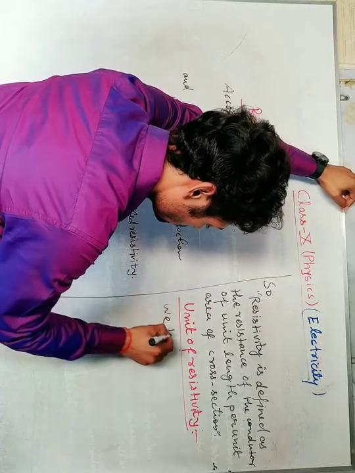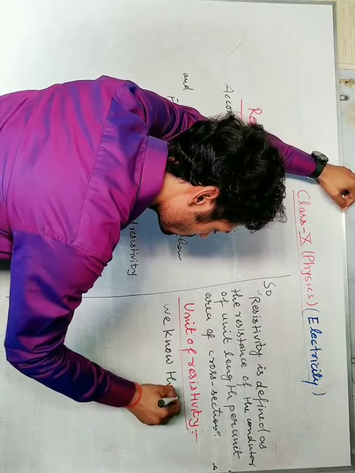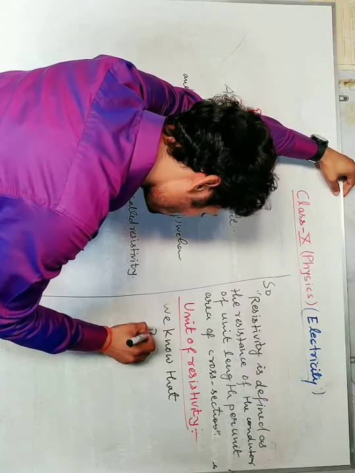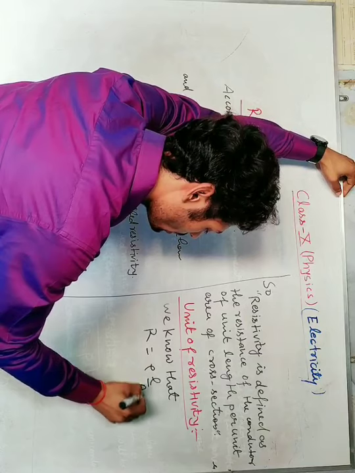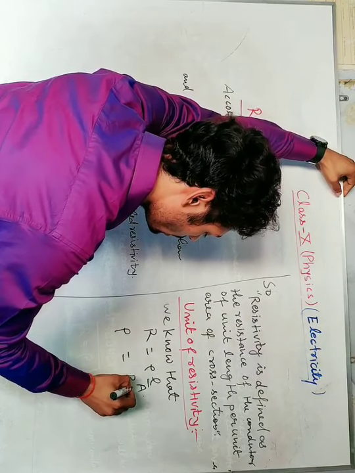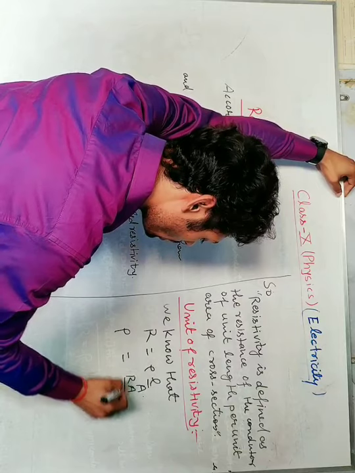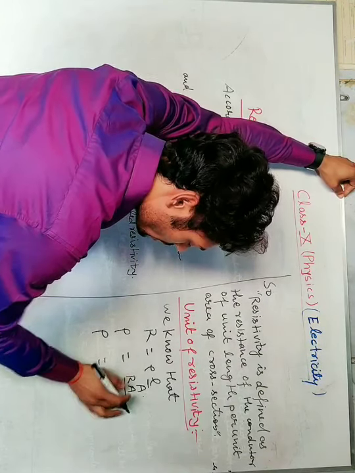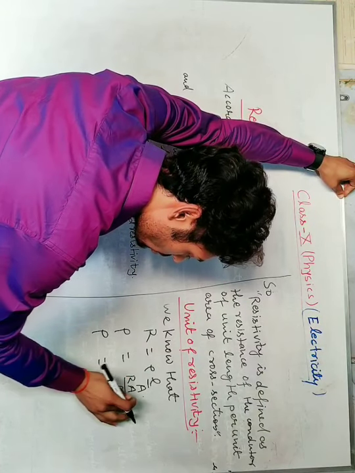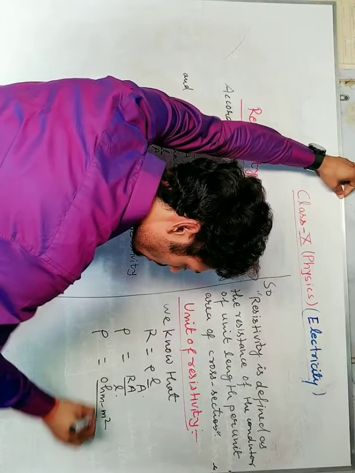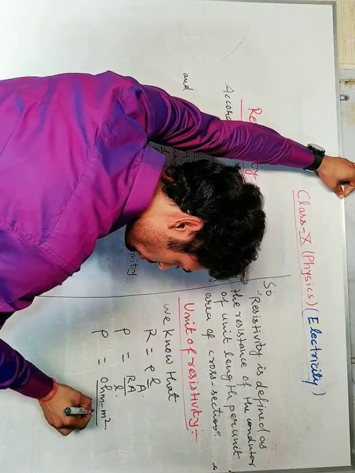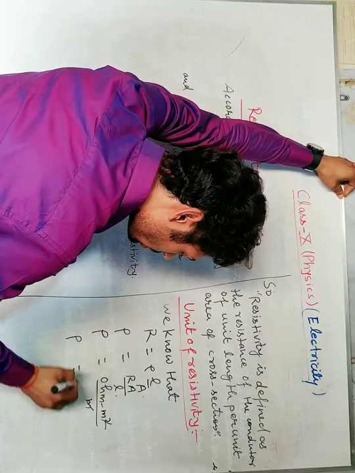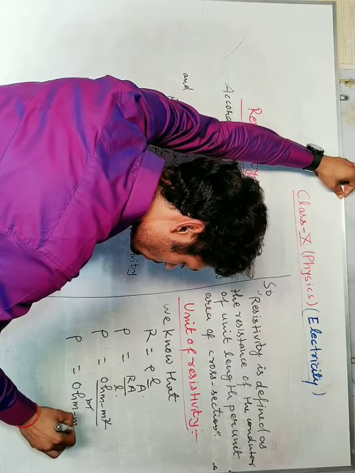We know that R equal rho L upon A, or rho equal R A upon L. Then rho equal, the unit of R is ohm, and unit of area equal meter square upon unit of length equal meter. 1 meter and 1 meter cancelled. Then rho equal ohm meter.